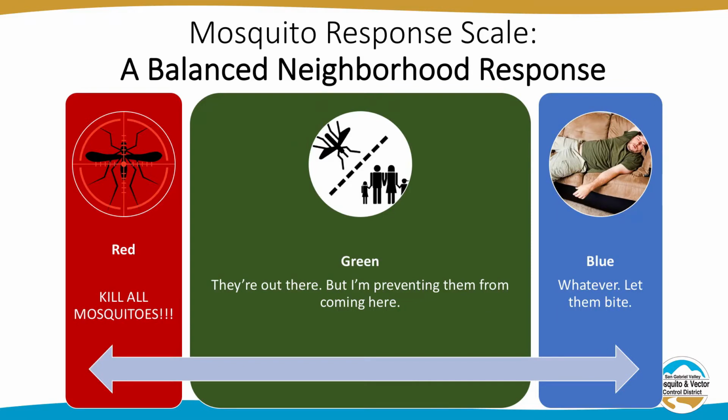Now here is what a balanced mosquito neighborhood response scale should look like. A sliver of folks will still be in the red angry zone. A sliver of folks will be in the blue, bit apathetic zone. But a majority of us should be in that green zone, where we say, we recognize these two groups of mosquitoes. We know that mosquito control can't do everything. We know that residents can't do everything. We need to work together to find a solution.